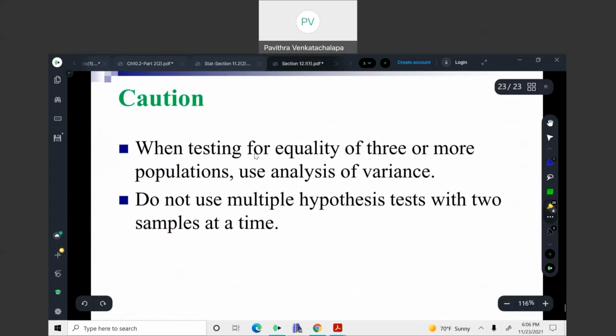Caution: when testing for equality of 3 or more populations, you have to use analysis of variance. Okay, what are you not supposed to do? You are not supposed to use multiple hypothesis tests. That means, let's say you have red, green, black, right? The example one. Now you cannot do a hypothesis test for red and blue, okay, and then write the conclusion, and then come back and do it for blue and black and write the conclusion. So you cannot do multiple hypothesis tests. You have to do it at a time using ANOVA.